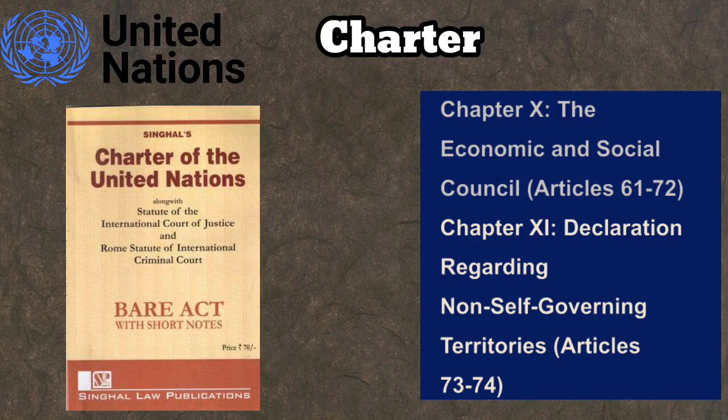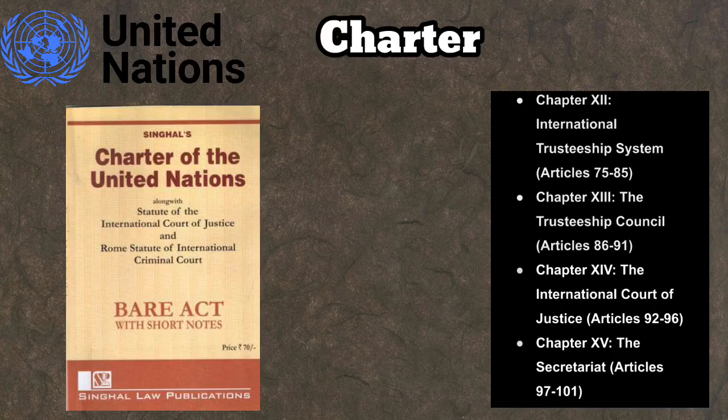Chapter 10. The Economic and Social Council, Articles 61 to 72. Chapter 11. Declaration regarding non-self-governing territories, Articles 73 to 74. Chapter 12. International Trusteeship System, Articles 75 to 85.